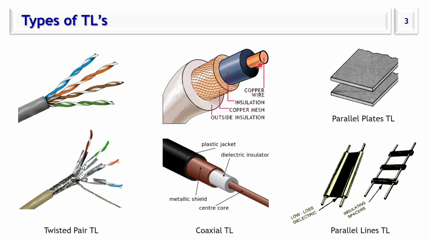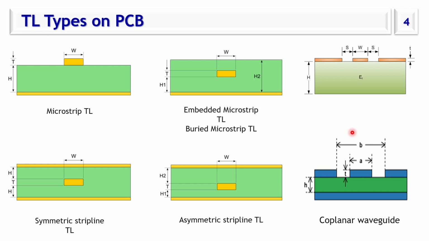One very famous transmission line is the coaxial waveguide, and the parallel plate transmission line. We have also the twisted pair transmission line, similar to the one used in an Ethernet cable. So those are cable kinds of transmission lines. We have also printed circuit board transmission lines, like the microstrip, stripline, coplanar waveguide, and many different kinds of transmission lines exist.